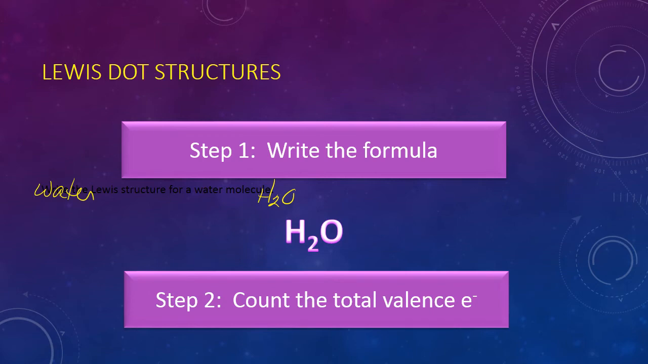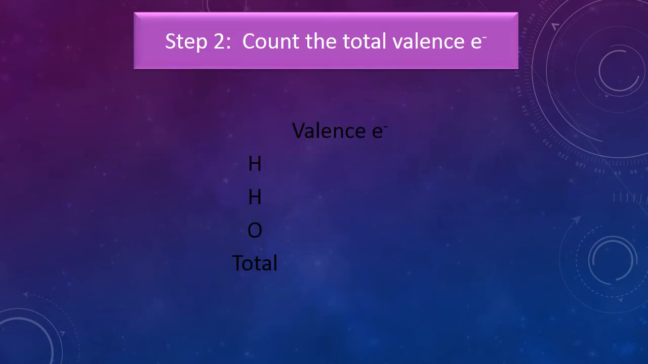Then we need to count the total number of valence electrons. To do that, let's first look at how many valence electrons hydrogen has. Hydrogen has 1. This hydrogen, because remember we're dealing with H2O, has 1 valence electron. Oxygen has 6 valence electrons. So the total number of valence electrons that water has is 8. That's just the second step.